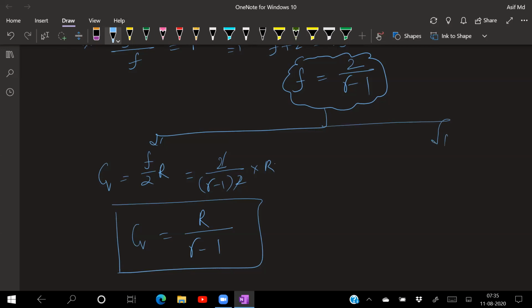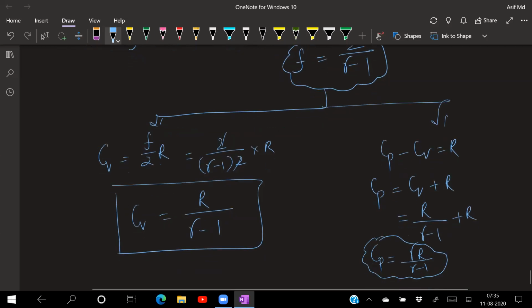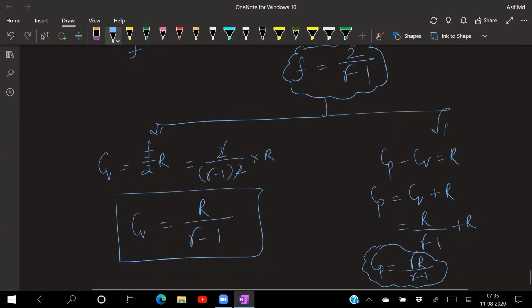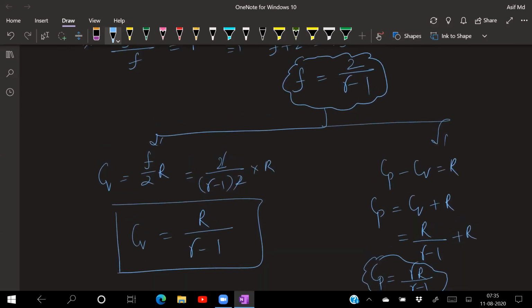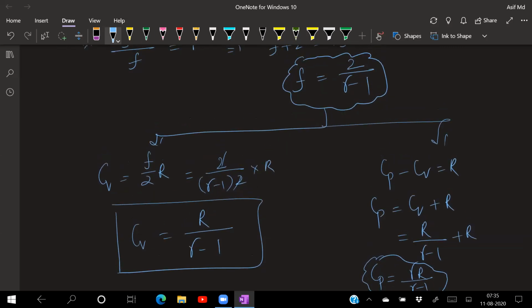In the same way, what is the value of Cp? Cp minus Cv is equal to R, so Cp is equal to Cv plus R. The Cv value we already got: R by (gamma minus 1) plus R. If I simplify this, gamma minus 1 is common, so Cp is equal to gamma R by (gamma minus 1). So this is the value of Cp. I got the values of Cp and Cv in terms of gamma: Cv is equal to R by (gamma minus 1) and Cp is equal to gamma into R by (gamma minus 1).